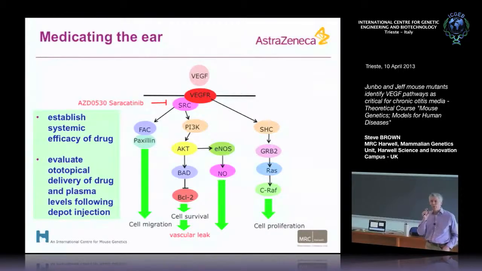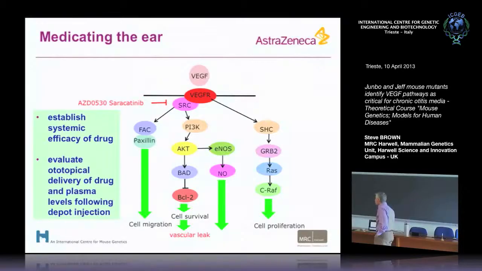So what we want to do with our mouse models now is put these drugs that are targeting the VEGF receptor pathway directly into the middle ear of these mice to see whether, through topical local delivery, we can get the same results that we got with systemic delivery. And of course, if we can do that, we can begin to think of mechanisms for topical application of these drugs in children, directly treating the chronic inflammatory condition.